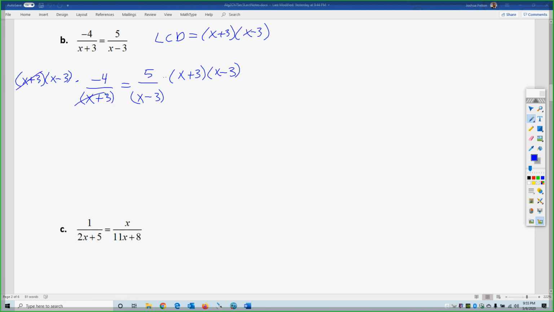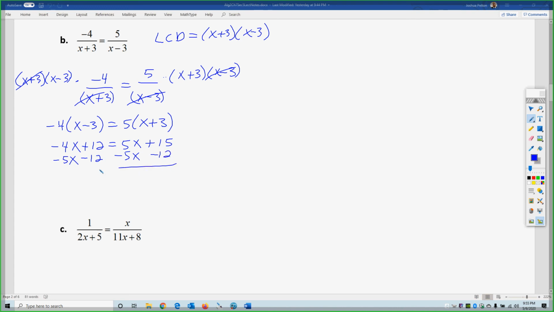So the x plus 3's cancel, and the x minus 3's cancel, leaving you with -4 times x minus 3 and 5 times x plus 3. So I guess it's -4x plus 12 when we distribute, and 5x plus 15 when we distribute. So I'll minus 5x to get the x's on one side, and I'll minus 12 to get the constants on the other. So I get -9x plus 0 equals 0 plus 3.